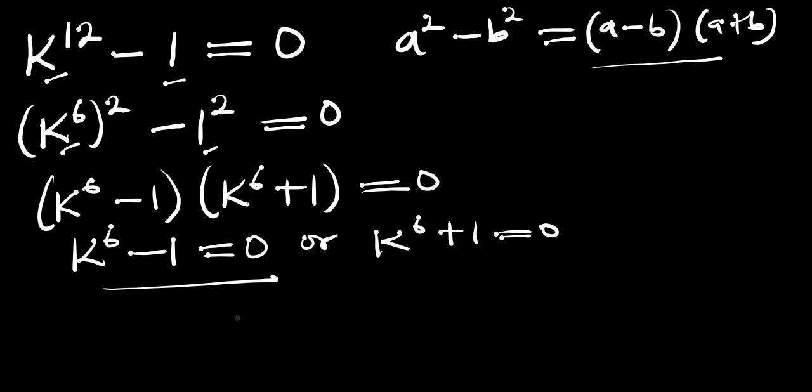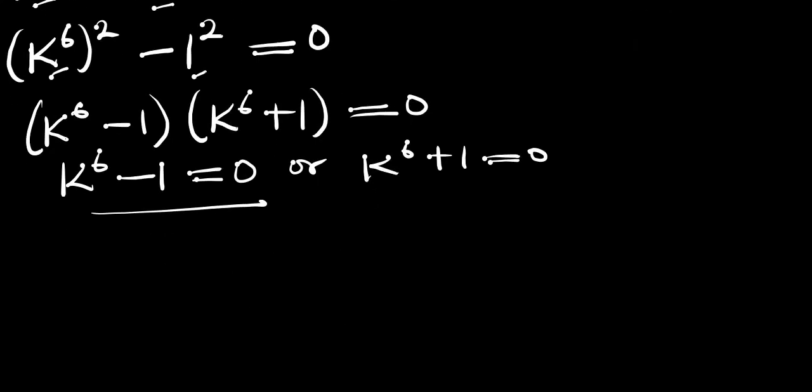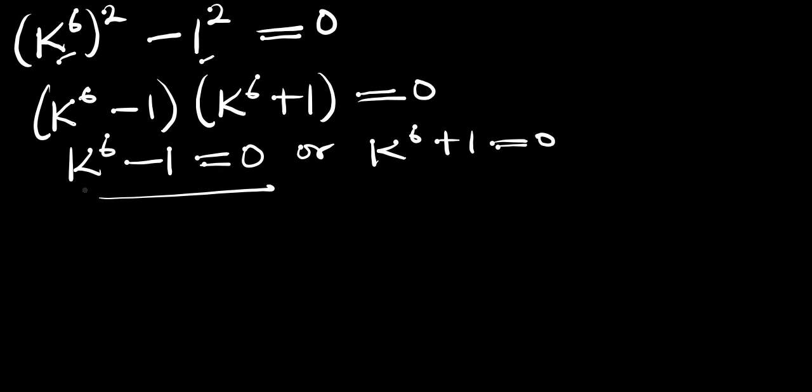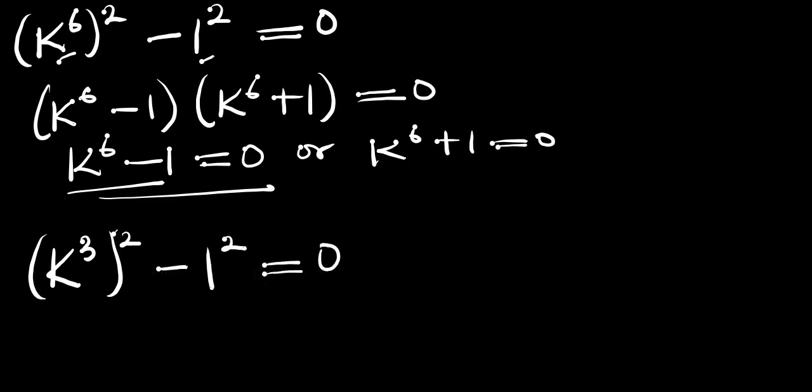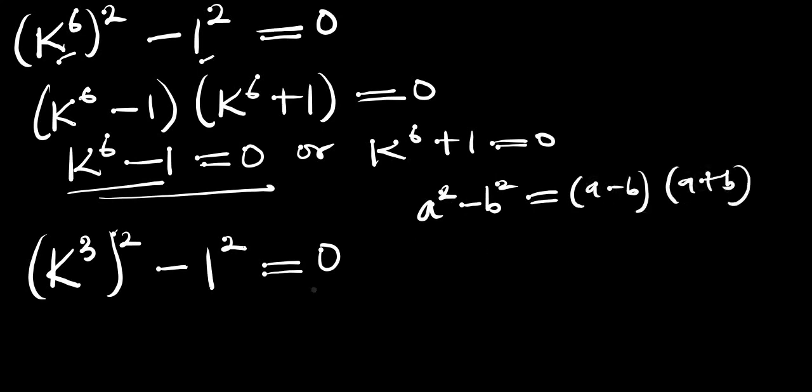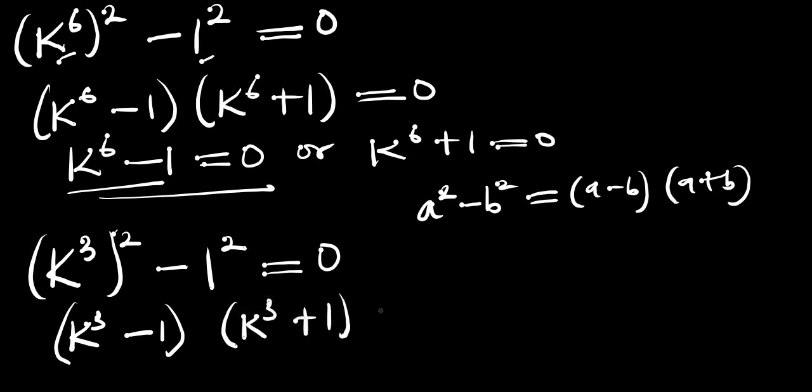Now let's consider this, k^6 - 1 = 0. How do we solve for k here? That means we can as well rewrite this as (k^3)^2 - 1^2 = 0. We make use of the difference of two squares again. Remember, a^2 - b^2 equals (a - b)(a + b). So we are going to have (k^3 - 1)(k^3 + 1) = 0. So we proceed.